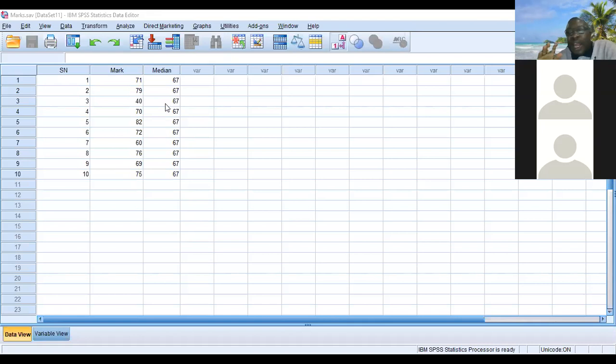So what they give us is 71, 79, up to 75, these 10 marks. They now say that we want to see if the median is different from 67. So you are comparing the median of this one to 67, just like the way you compare the mean with the population mean. In this case, you type the median as a variable and put 67 for all of them as a constant. So you now go to Analyze.